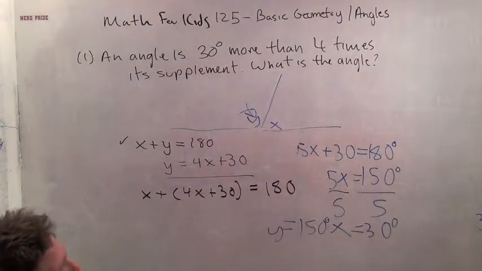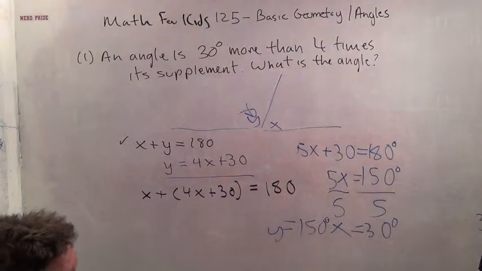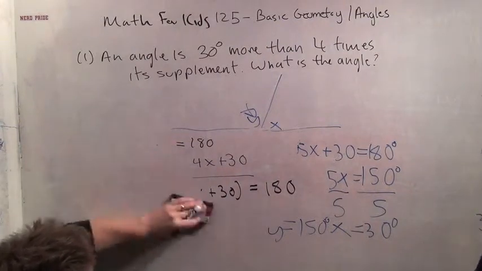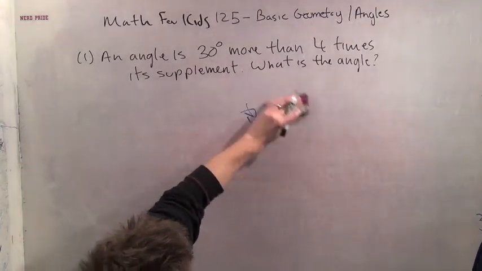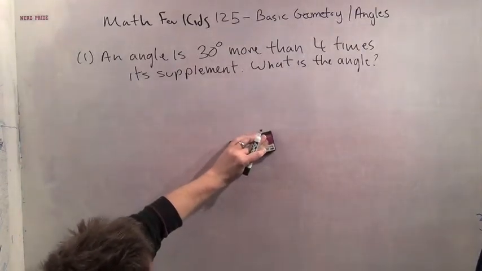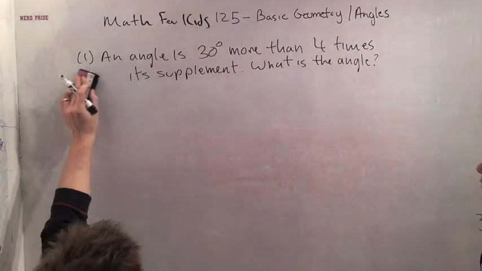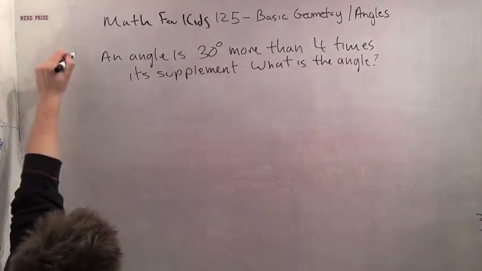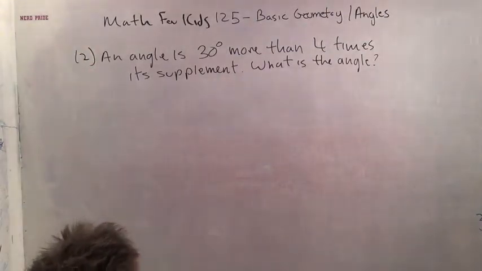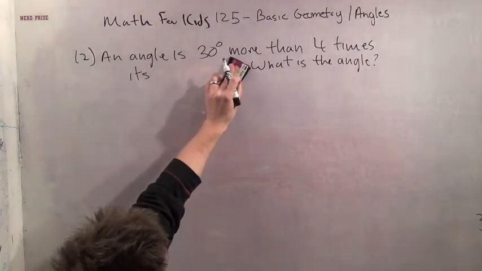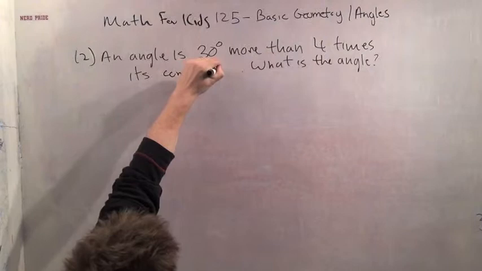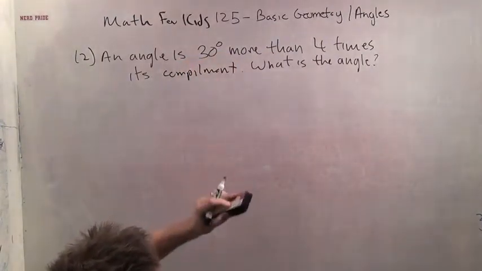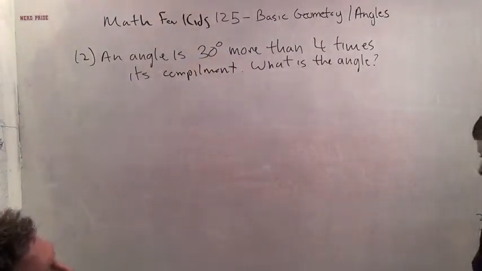Okay, you ready for the next problem? Yep. Okay, so this was really, really good. So now I'm going to give you problem number 2. An angle is 30 degrees more than 4 times its complement. What is the angle? Complement means to add up to 90.